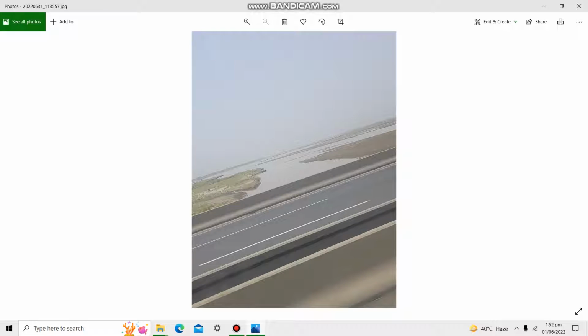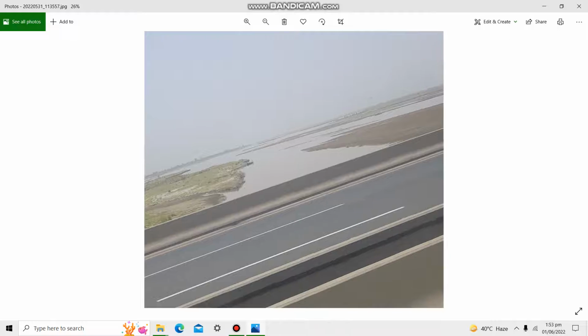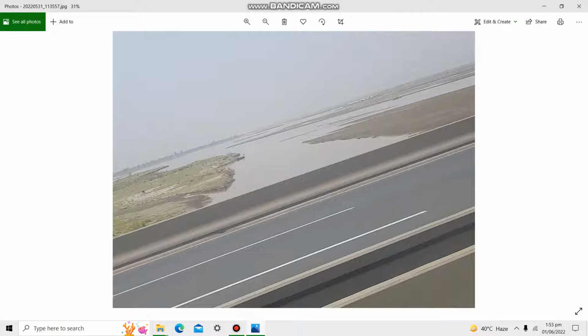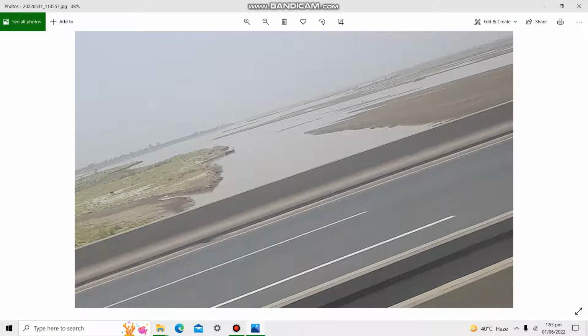Now here is a clear representation of the amount of water which we are currently having in Jhelum River. I basically took this picture while I was traveling from Faisalabad to Islamabad on the motorway. So you can realize that there is very little water remaining in our river.